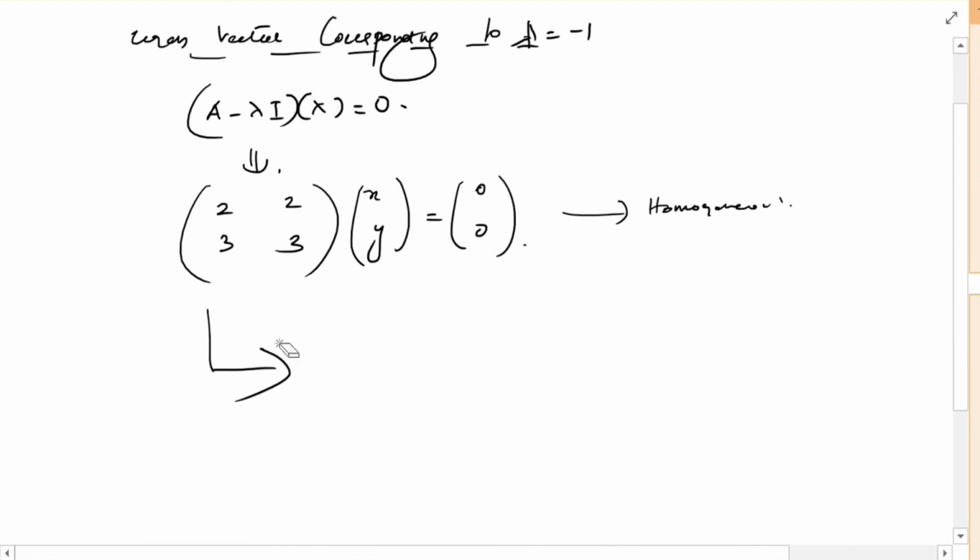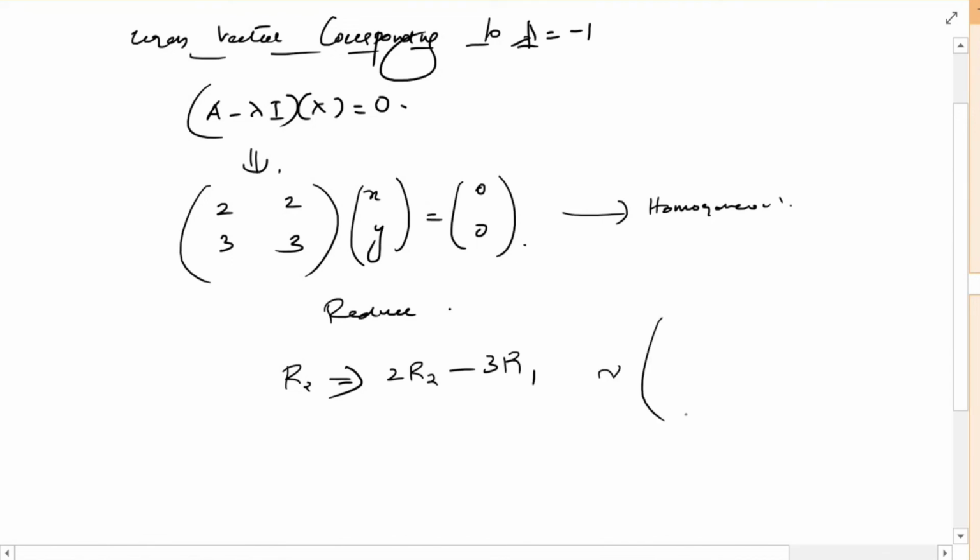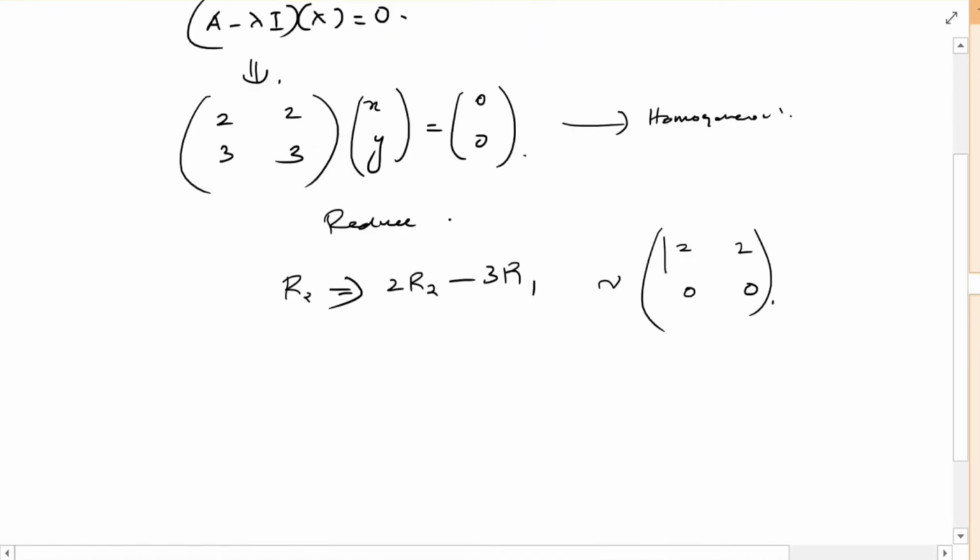So we can use the operation R2 changes to 2R2 minus 3R1. So it will be 2 2, 0 0. Okay, that is in echelon form. So the rank is less than the number of variables, so it has infinitely many solutions. To find a solution, we will identify the free variable. What is the free variable here? The free variable is y.